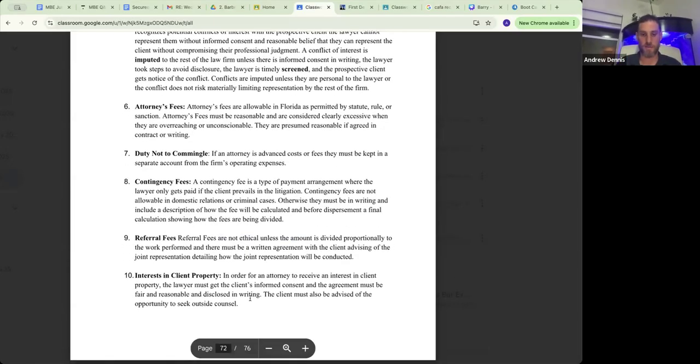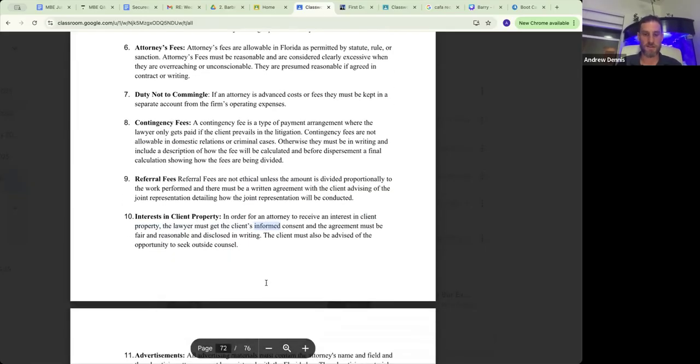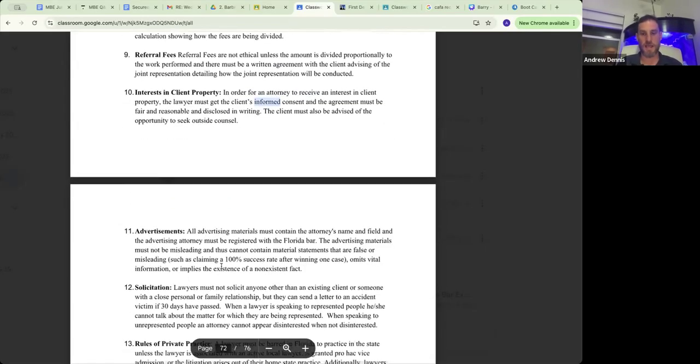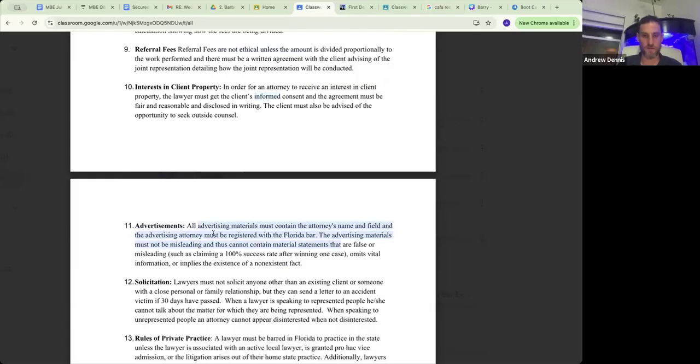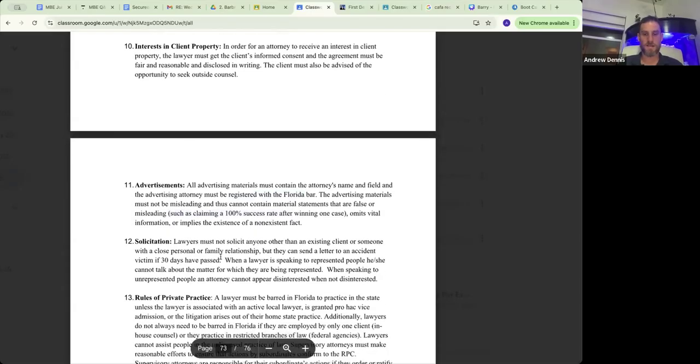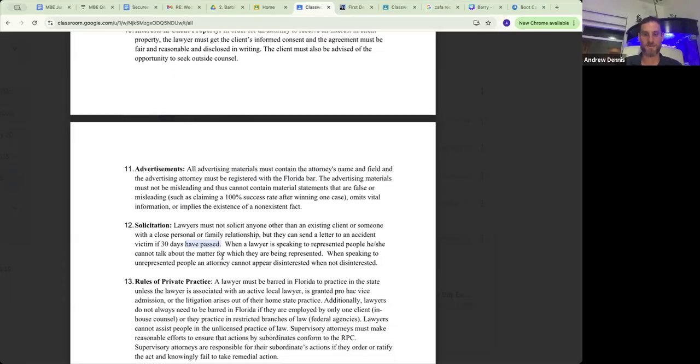And then interest in client property. In order for an attorney to receive an interest in client property, the lawyer must get the client's informed consent, and the agreement must be fair and reasonable and disclosed in writing. The client must be advised of the opportunity to seek outside counsel. Advertisements, right? You have to have the name and field that you practice in, your number, your bar number, and things like that. It can't be false or misleading, like claiming a 100% success rate after winning a single case. Solicitation, remember the accident victim, you have to wait 30 days to chase that ambulance.